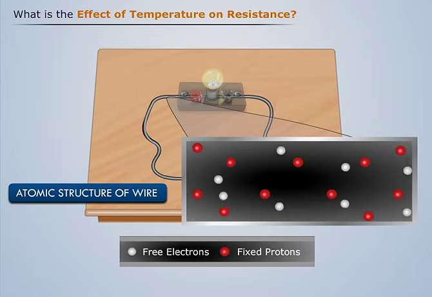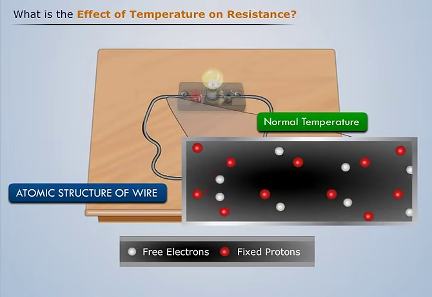As the conductor is at normal temperature, the protons are not vibrating and the electrons can run between them freely and rapidly. Thus we can say that the resistance to the flow of electrons is low at normal temperature.